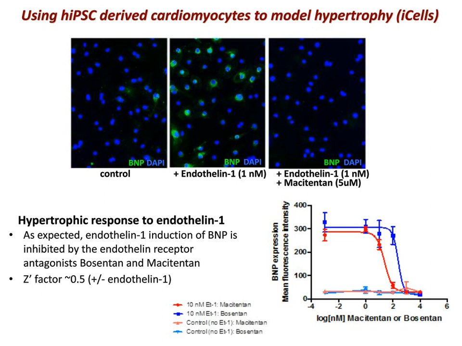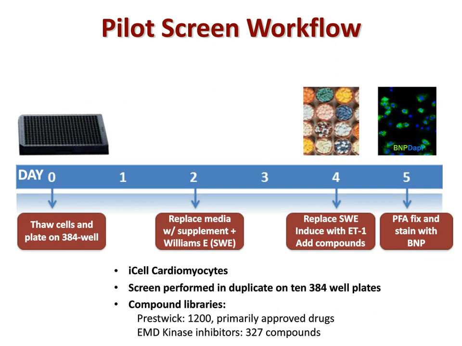So this next slide illustrates the workflow of the screen. On day 0, the cardiomyocytes are thawed, and they're plated on fibronectin-coated 384-well plates at a density of around 500 cells per well. The cells are allowed to recover in culture for 2 days, and on the second day, the media is replaced with Williams E media plus supplements, so it's serum-free. The cells are cultured for 2 more days in this media. The Williams E is replaced again, and the endothelin-1 is added in addition to compounds. On the 5th day, the cells are fixed with paraformaldehyde and then stained with the anti-BNP antibody.